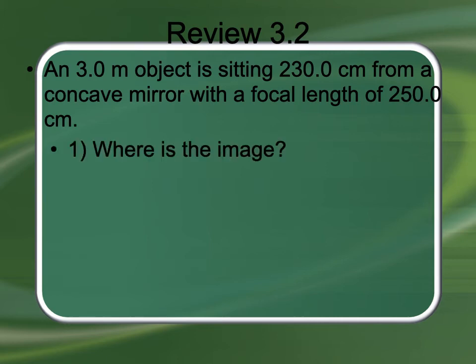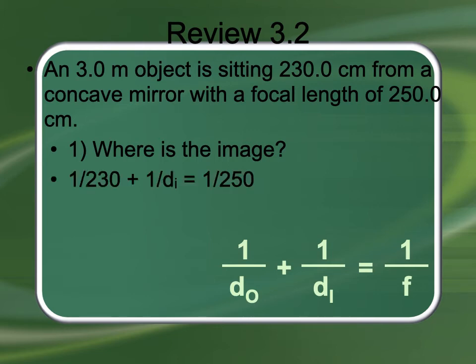It's the first question. And we have an equation for that, okay? 1 over the distance of the object plus 1 over the distance of the image equals 1 over the focal length. In this case, we have the distance of the object, 230. We have the focal length, 250, and we're trying to find the distance of the image. So we have 1 over 230 plus 1 over di equals 1 over 250. Simple algebra gets us 1 over 250 minus 1 over 230.